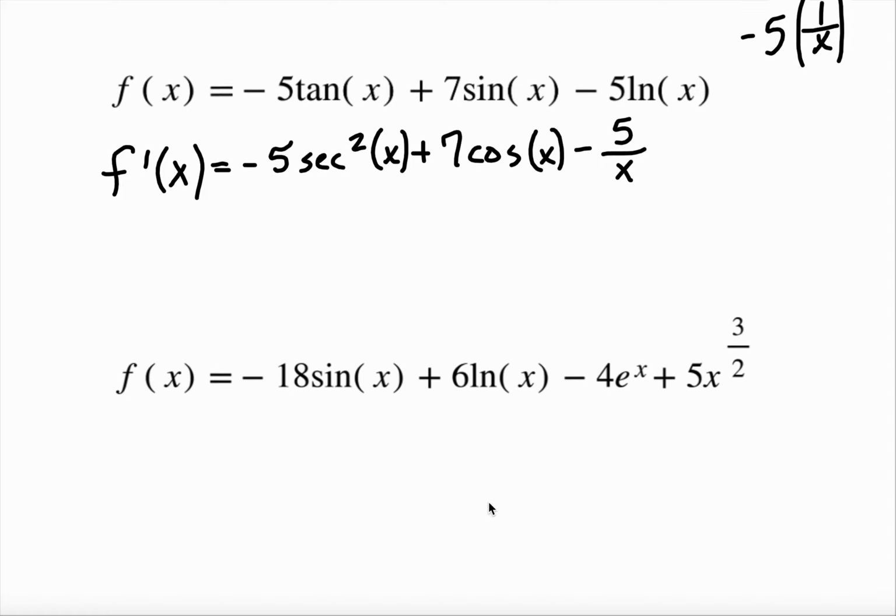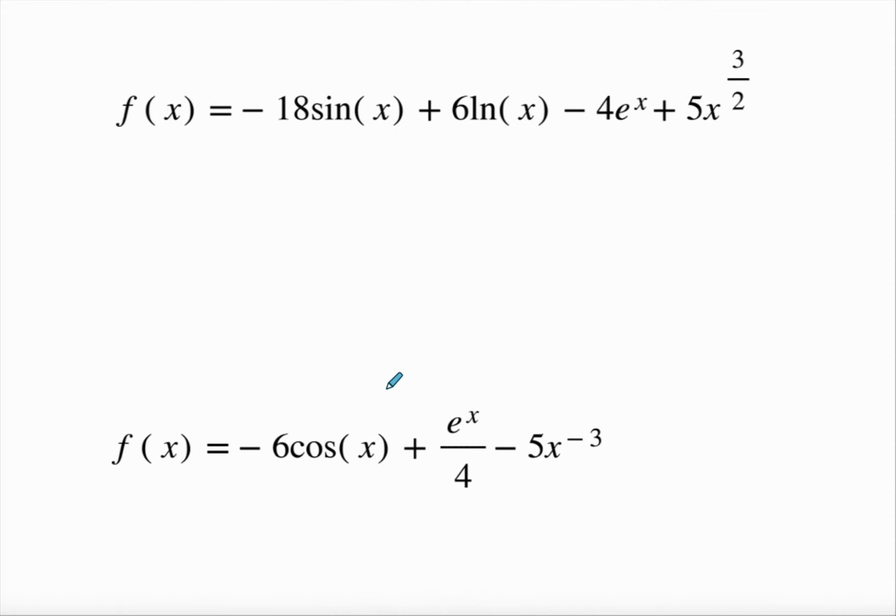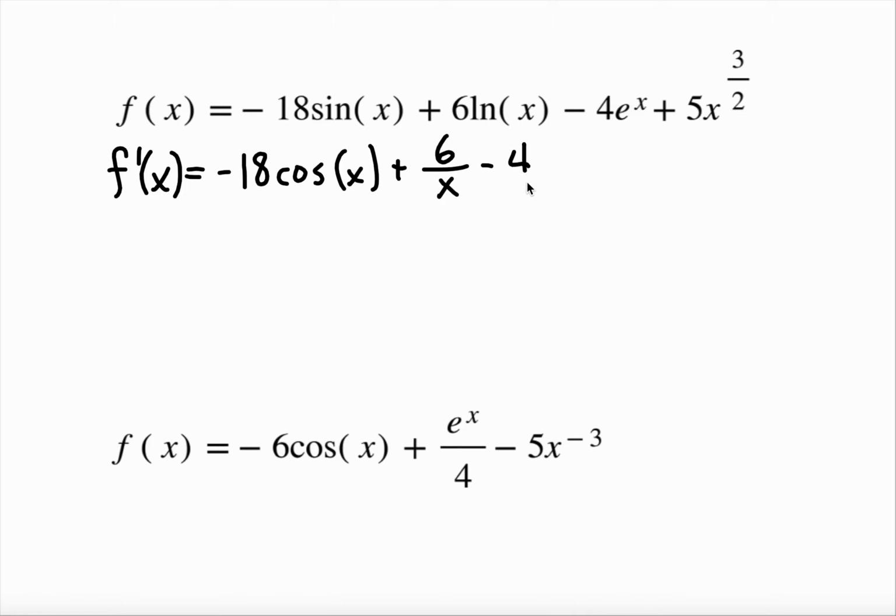Okay, let's keep going. Next two, we're going to have a little more work here, but they're fairly easy ones. So if we look here, we're going to divide. Now we got four terms, right? So let's divide it up and just do each part individually. We got negative 18 sine of x. We'll take the derivative, and that's just going to be negative 18 cosine of x. This one, remember, is going to become 1 over x, but it's times 6. So it's going to be 6 over x. And then remember that negative 4e to the x, that doesn't change.